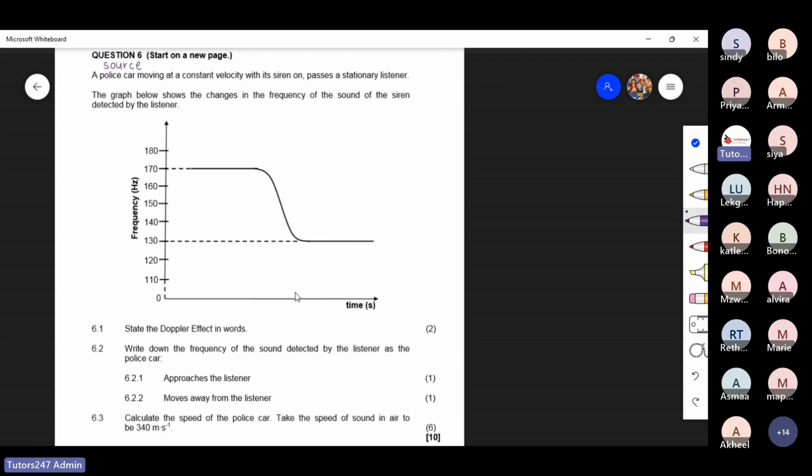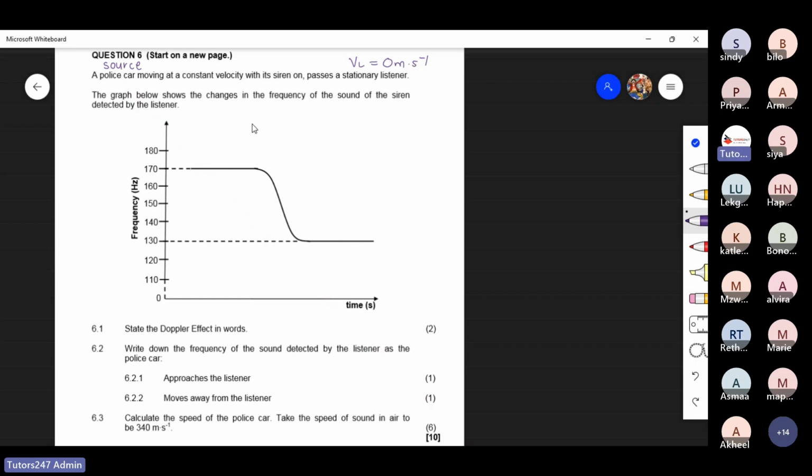So it states question 6. A police car moving at a constant velocity with its siren on passes a stationary listener. So the listener is stationary, meaning that it has a velocity of 0. Therefore, VL will be 0 meters per second.